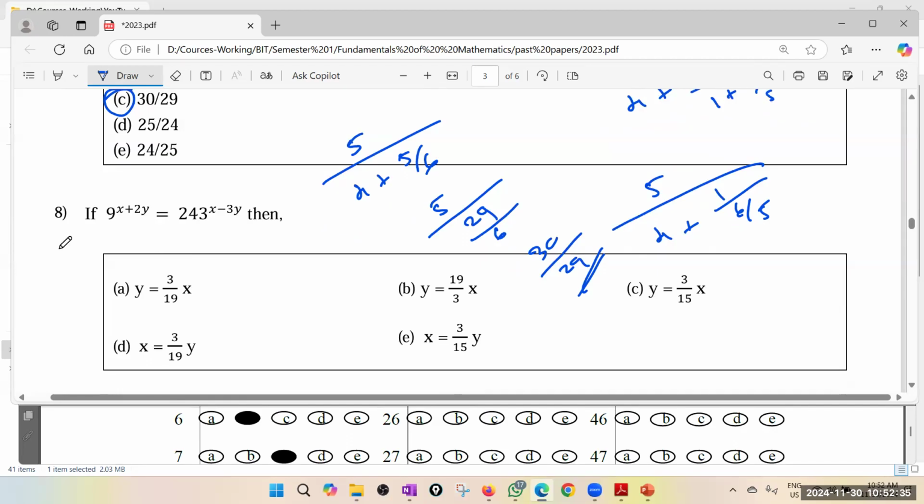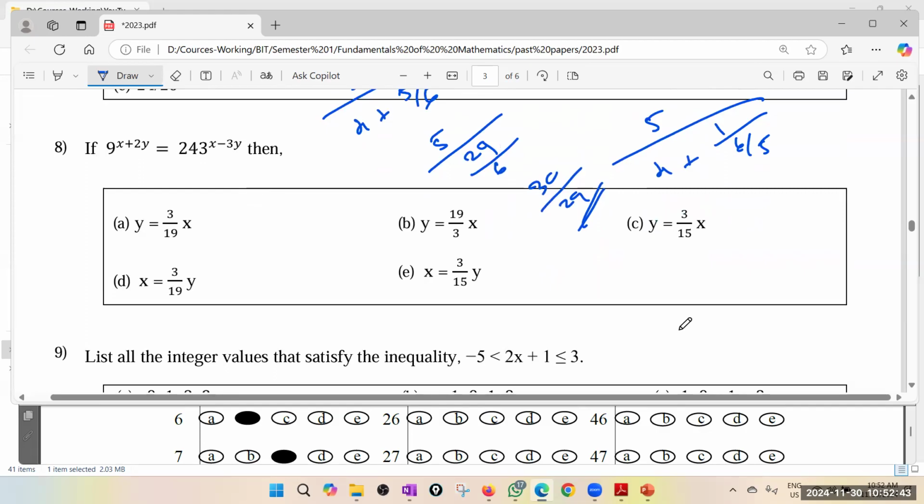So this is, you must cleverly use indices. So the question is 9 to the power x plus 2y. They don't ask x and y values, because you have one formula and how do you find two values? But they need some connection between x and y. They are not asking you to find x and y. So read the question. 243 to the power x minus 3y.